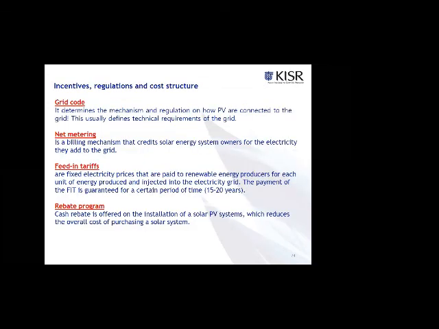So there are different incentives and regulations countries have used successfully to increase the use of solar and wind energies. There is the grid code. We have to have a grid code, which means that there will be mechanisms and regulations on how the PV panels that people install on their houses or buildings can be connected to the grid, because now we don't have a law and the Ministry of Electricity and Water won't allow anybody to tap into the grid. So it is illegal. And there is net metering. Basically, it is a billing mechanism that credits solar energy system owners for the electricity they add to the grid. Basically, they are reimbursed for the electricity they produce.